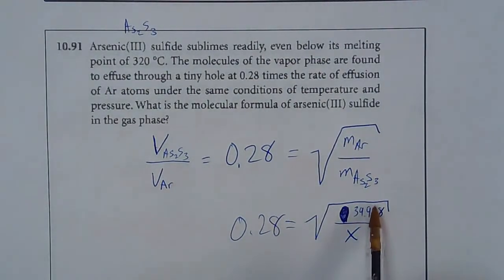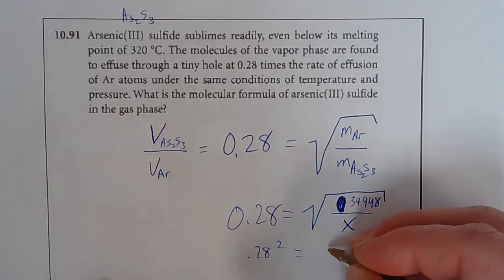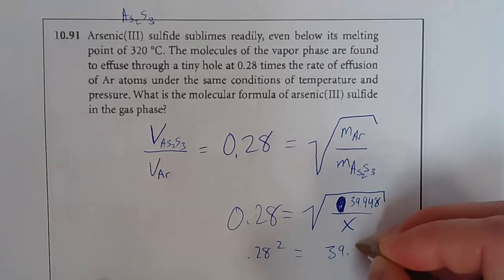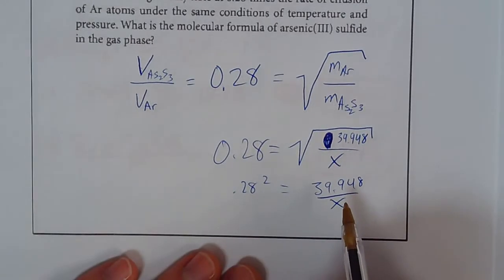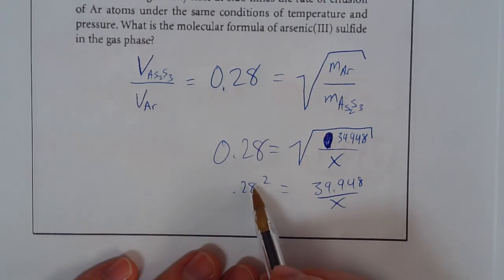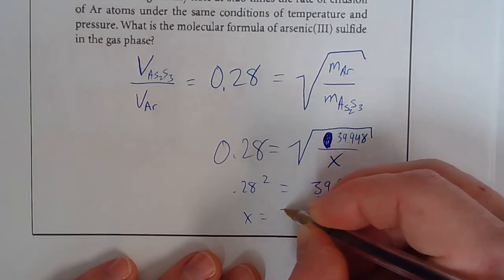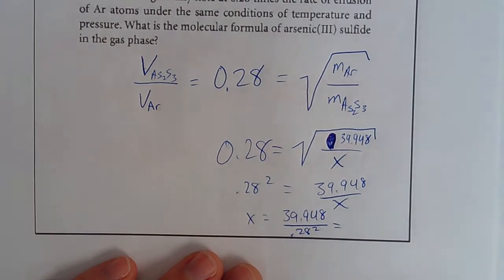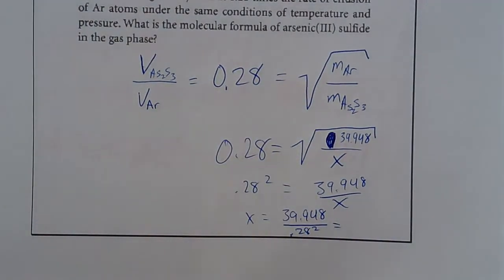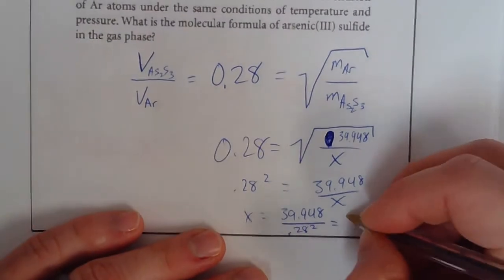All right, so what we can do here is solve for x. So you're going to square both sides. Do we remember how to solve for a variable in the denominator? The quick way is just to swap it with whatever's on the left side of the equation. So 39.948 divided by 0.28 squared, 509.541.